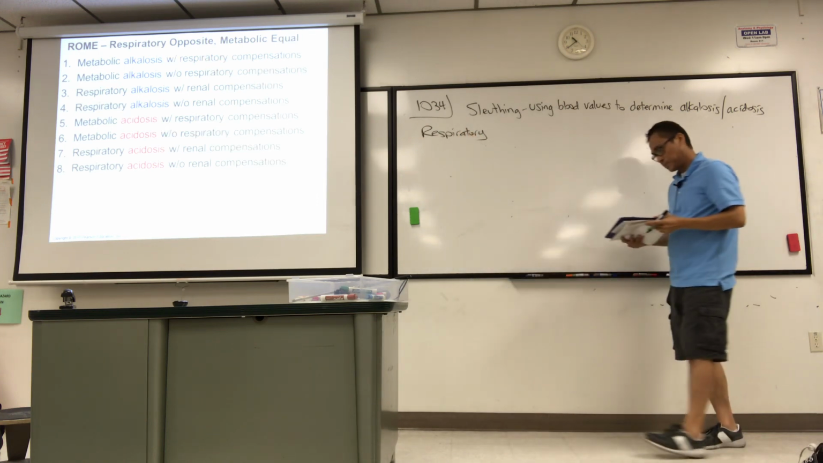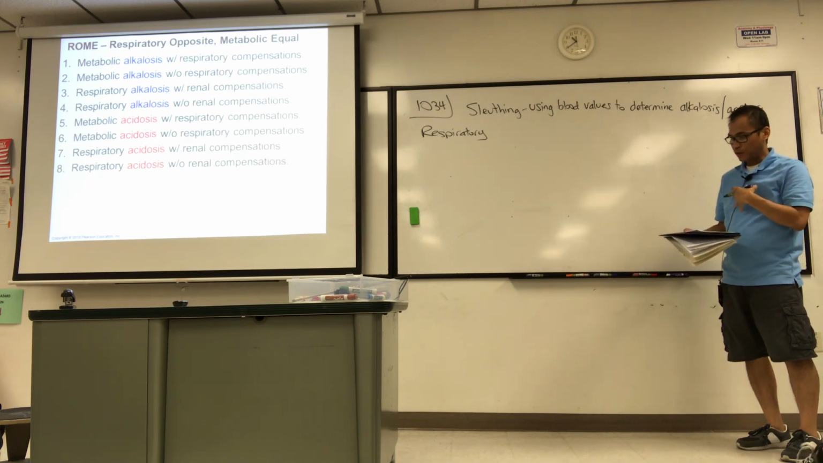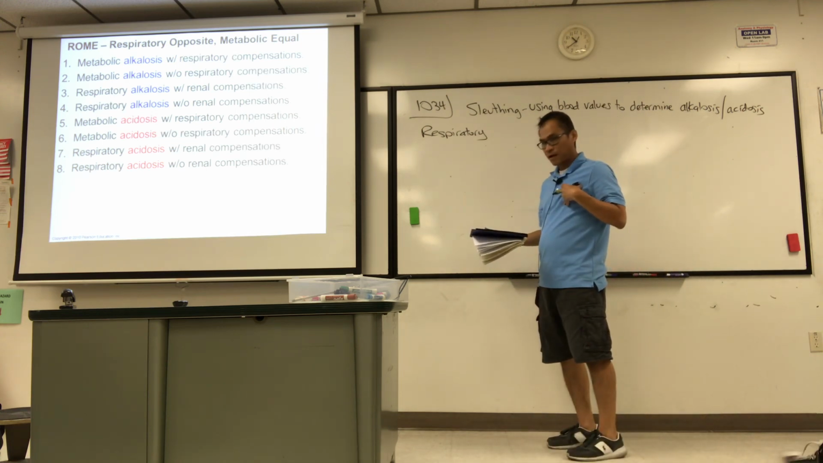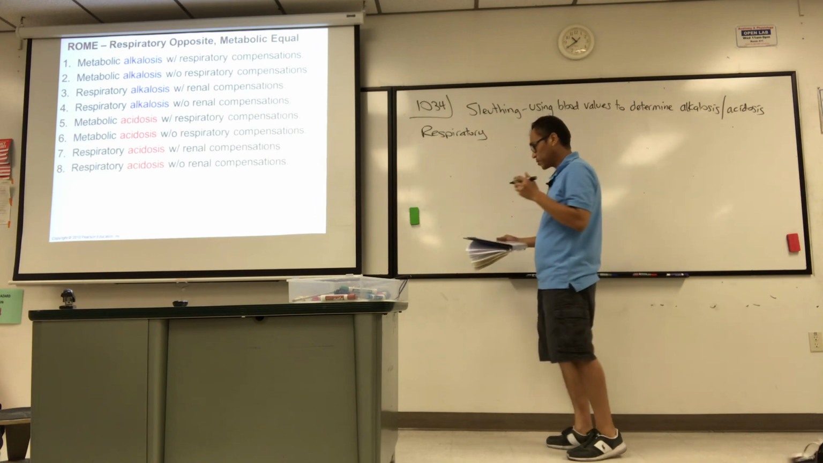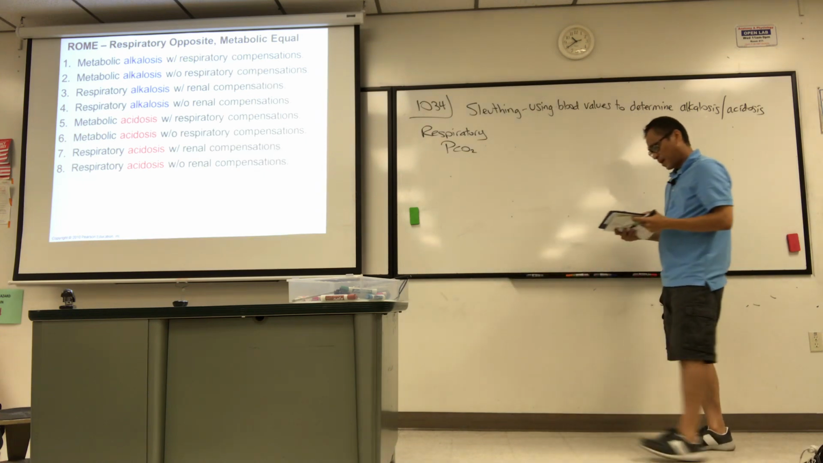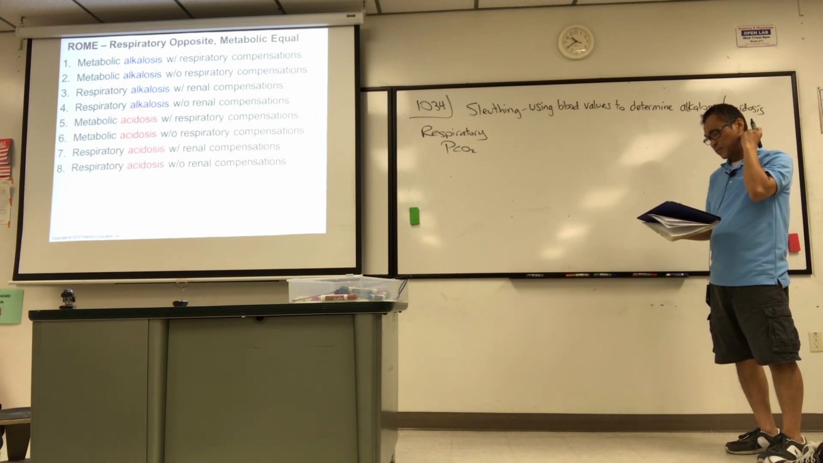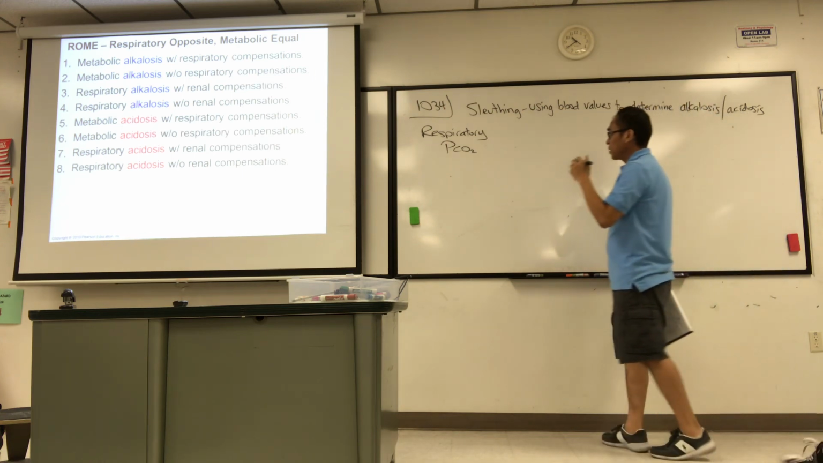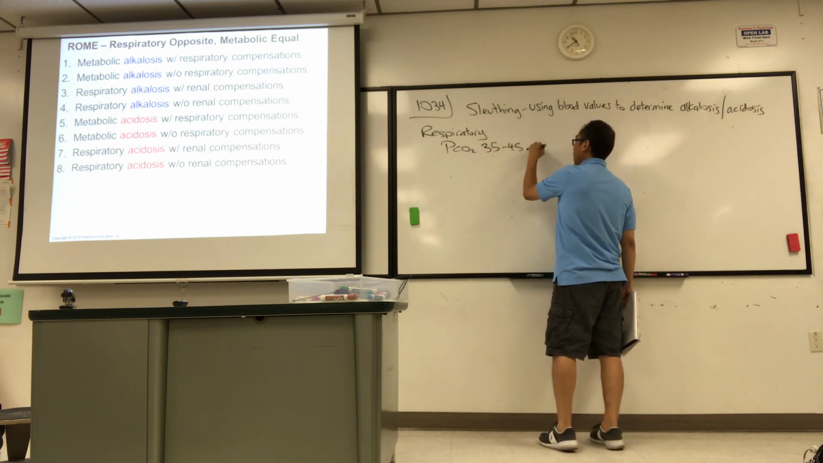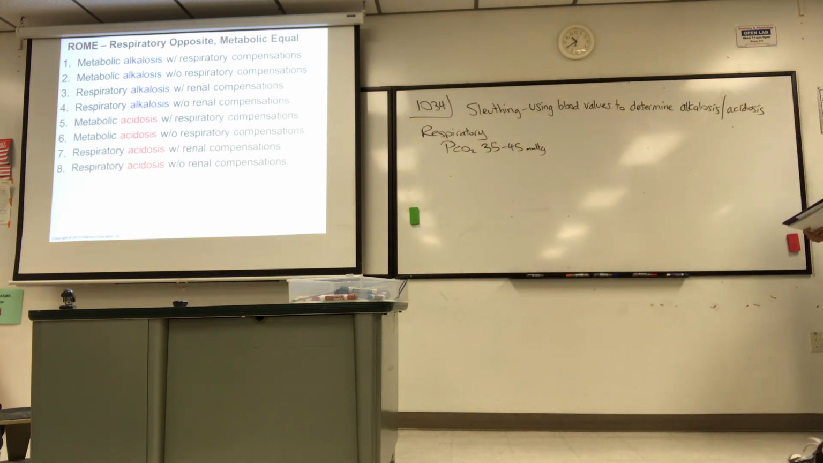In the respiratory system, if your lungs are a cause of either the alkalosis or the acidosis, remember the lungs are responsible for breathing off PCO2. So if it's a respiratory cause, look at the partial pressure of CO2. The normal range for the partial pressure of CO2 is 35 to 45 millimeters of mercury. That should ring a bell. We did have a chapter on that, and that's the normal range.